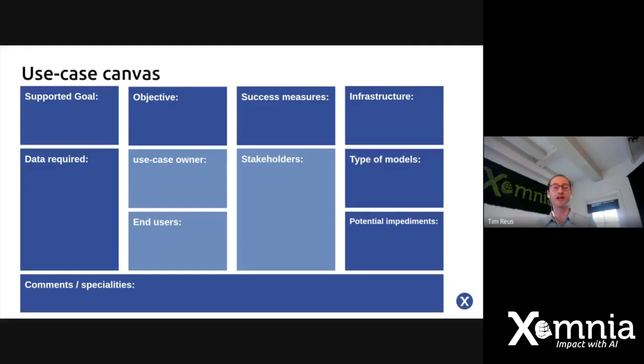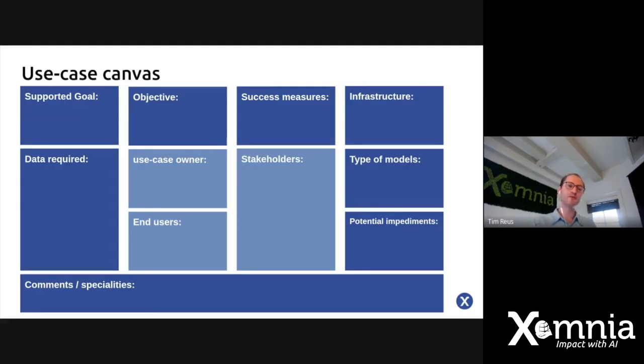Then if we move to the right again, you actually see the infrastructure. Think about who is going to maintain this from a technical perspective. Where is it going to run? What applications will be needed to do this? Or are we going to create something else?